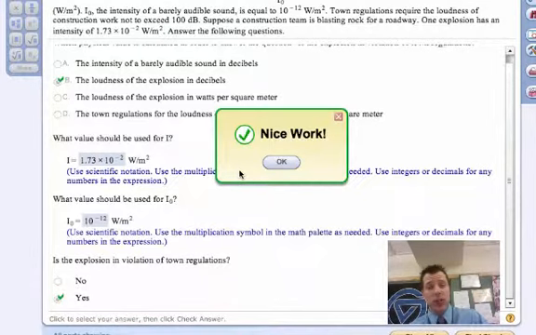So if you have any questions or comments on those, looking at the I and the I sub 0, they're asking you to define those variables before you actually solve the problem.